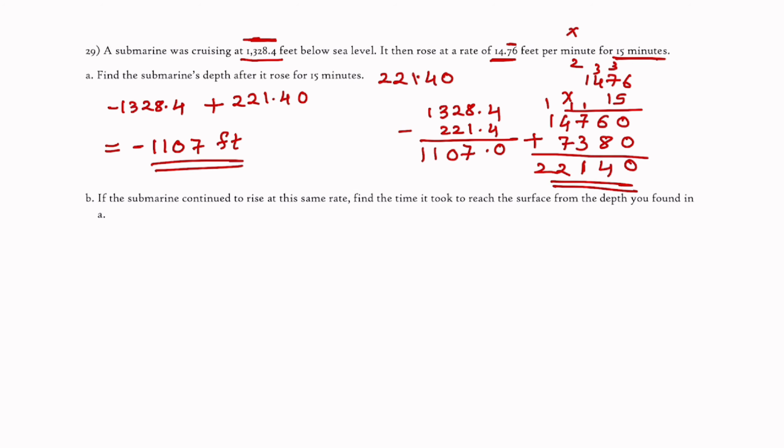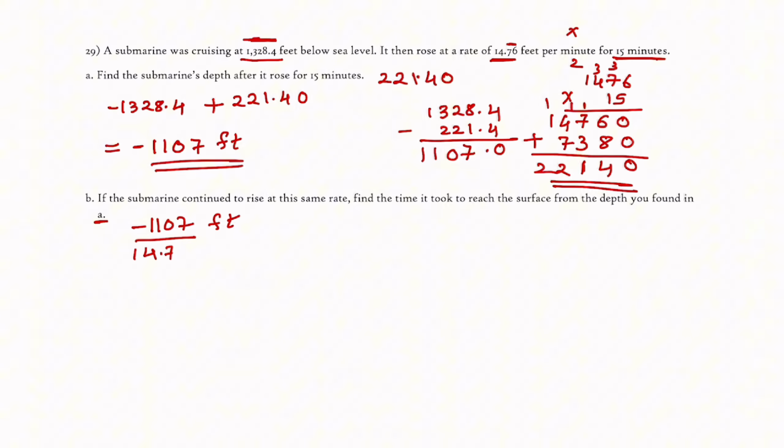If the submarine continued to rise at this rate, find the time it took to reach the surface from the depth you found in A. So now the position is this because they're asking from A. That's where the submarine is, and it has to reach up. And every minute it still travels 14.76 feet. So let's divide these two numbers to see how long will it take to cover up the whole distance.